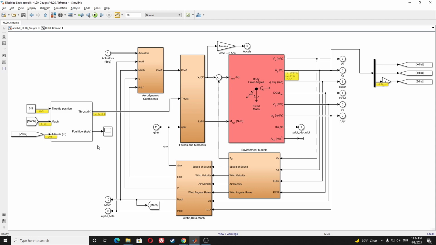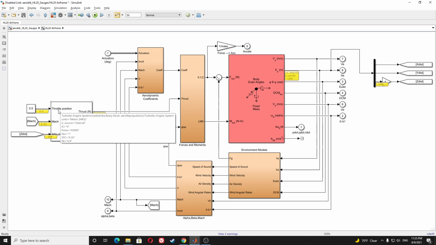Normally, in a model, you will take three different values: x direction, y direction, and z direction. But in this model, we have taken just one direction, Fx. We have three input parameters and two output parameters. These three input parameters, the first one is the throttle position.